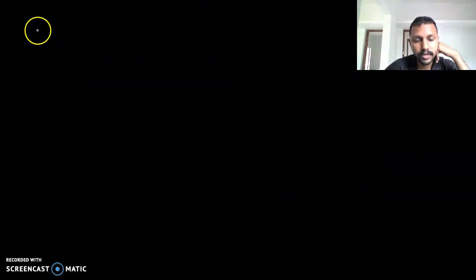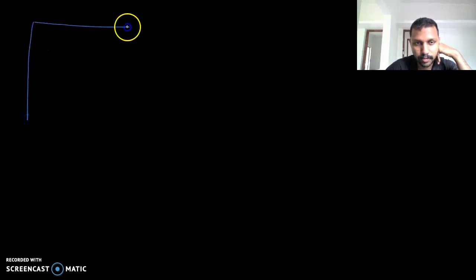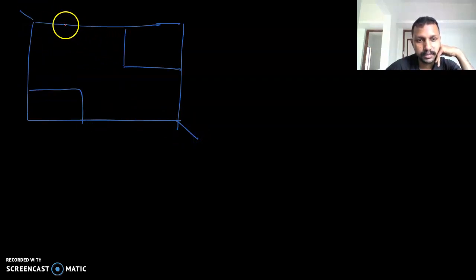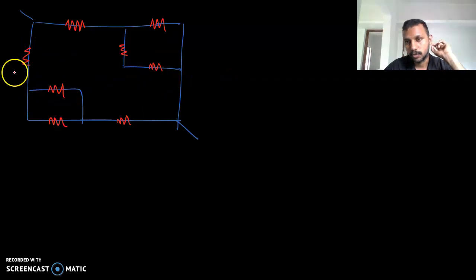Okay, now we will discuss a problem which has both series combination and parallel combination. For defining that problem, let me draw a circuit for you. We are having many resistors. Let's say this is one resistor, second, third. Let's add one resistor over here also. Now we are having a circuit like this.